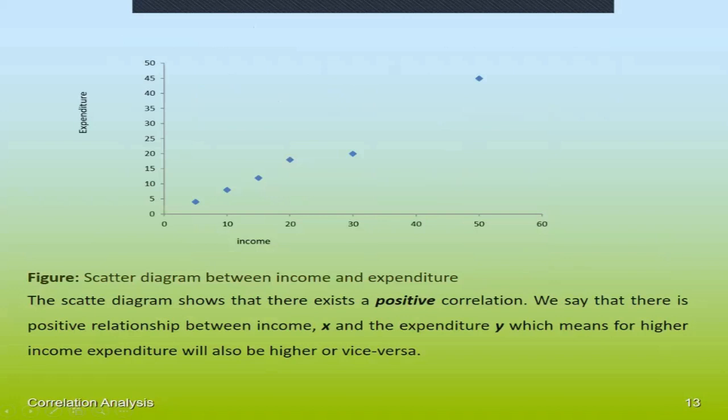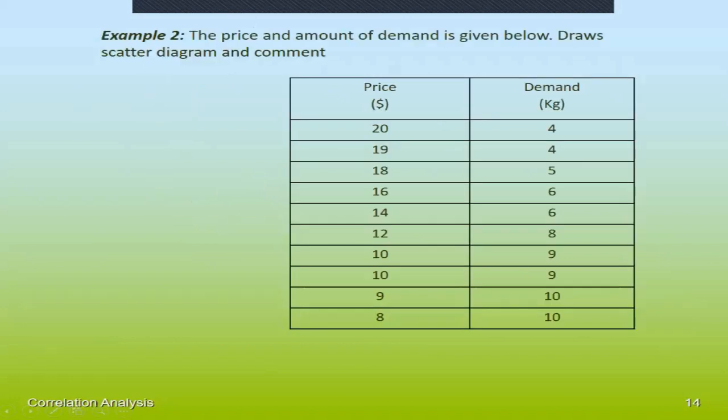So let us see another example. It may be for negative correlation. So this is price and demand. In economics, normally when price increases, demand decreases, or when price decreases, demand increases. You can see when the price is $20, the demand is 4 kg, $19 also 4 kg, but when it goes down, at price $18, demand increases to 5 kg. And so on, when the price drops to $10, then demand is 9 kg.